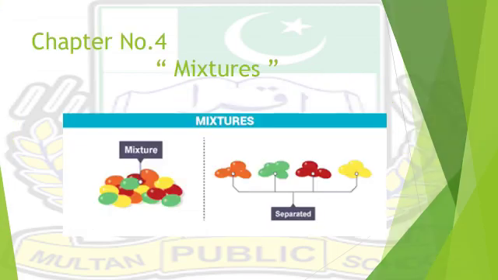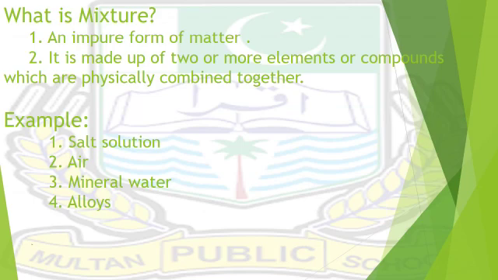Now we are going to start chapter number 4, which is about mixtures. So let's start. What is a mixture? A mixture is an impure form of matter, meaning it is made up of two or more elements or compounds which are physically combined together.